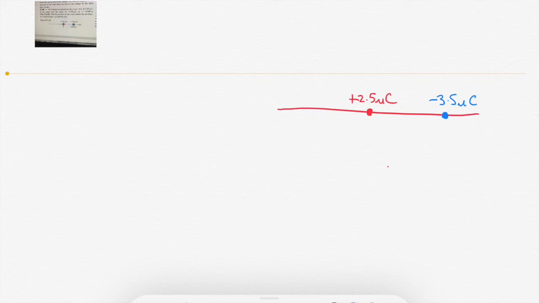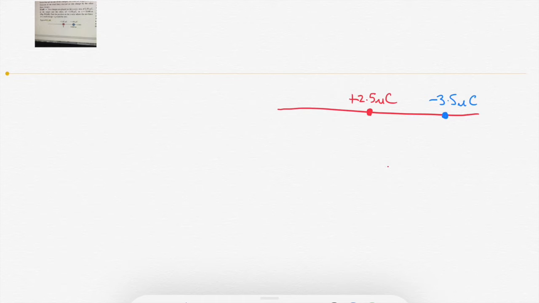So we're now going to put a test charge of plus q anywhere on that line, and what we're interested in is where on that line is the net Coulomb force between our test charge plus q and our plus 2.5 and minus 3.5 microcoulombs. Where is that force going to be equal to 0?